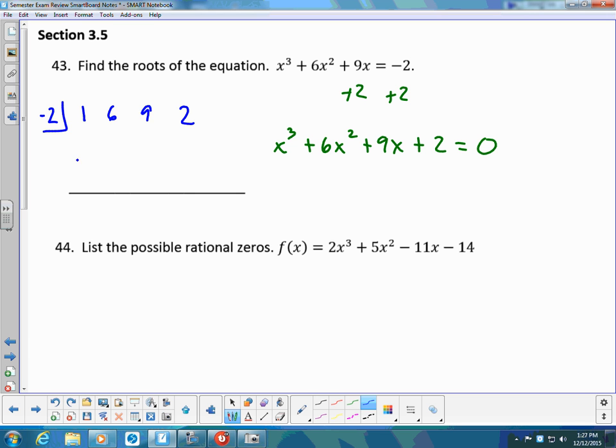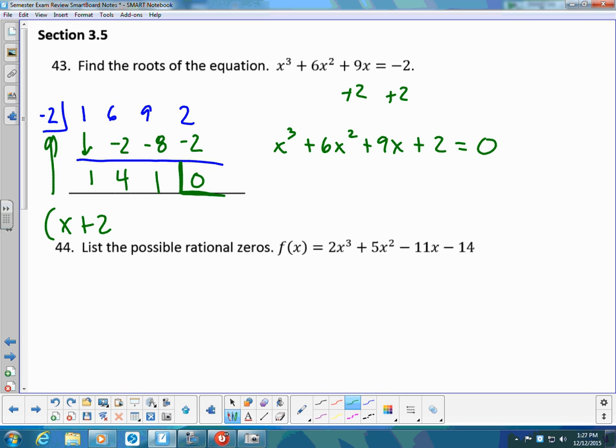I don't have any missing terms, so I don't need any zeros. I'm going to bring down the 1, multiply, I get negative 2. Add, I get 4. Multiply, I get negative 8. Add, I get 1. Multiply, I get negative 2. Add, I get 0. 0 is good for the remainder. It means it divides in evenly. And that means since negative 2 worked in the box, that x plus 2 must be a factor.